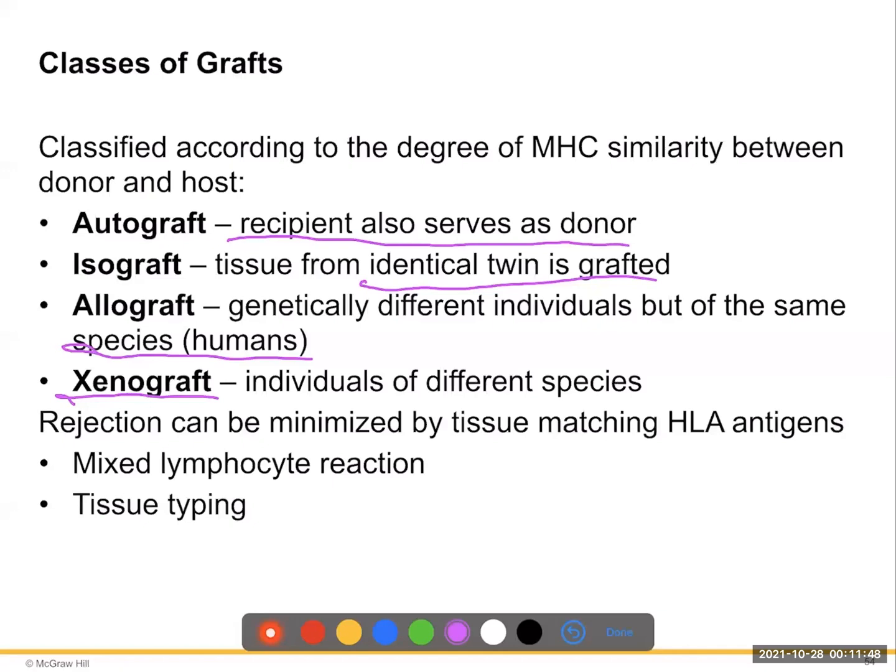Rejection can be minimized by doing tissue matching, which we try to do, and preventing the antigens from being identified as non-self. So we do tissue typing and we do a mixed lymphocyte reaction to try to minimize that.